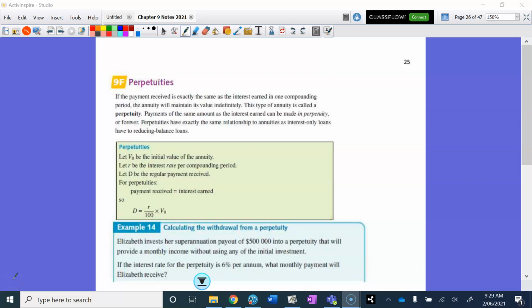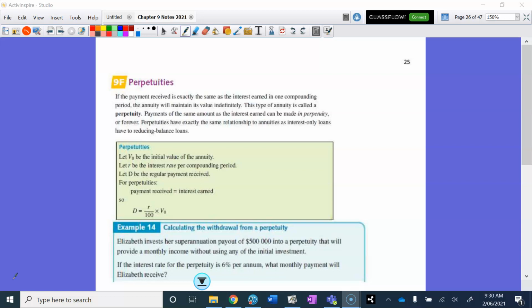Perpetuities are another type of investment, and they relate very, very strongly to an interest-only loan. So the maths involved in this kind of investment is exactly the same as an interest-only loan. In the same way that an annuity was the same as a reducing balance loan, except the money went in the opposite direction, this is exactly the same with a perpetuity. The money goes in a different direction. Exactly the same maths though as an interest-only loan.